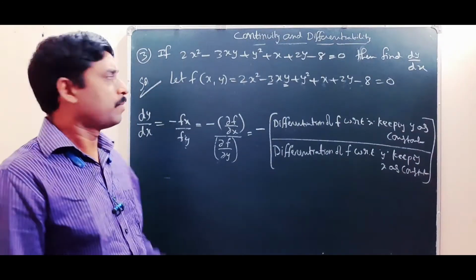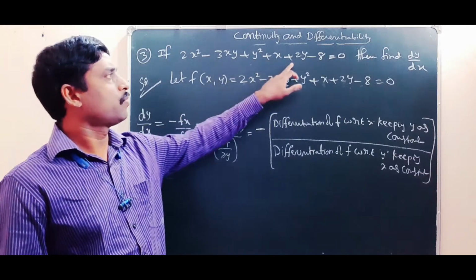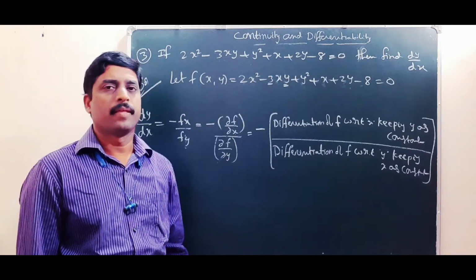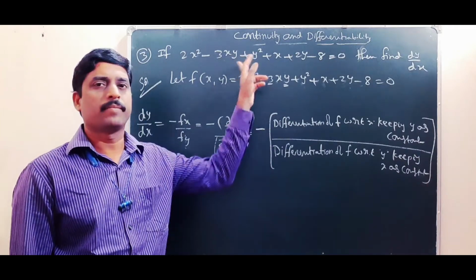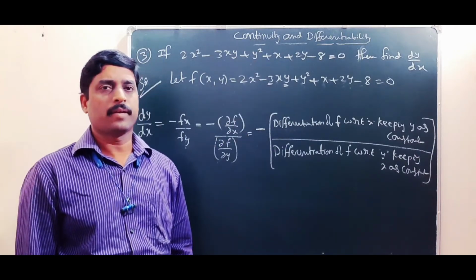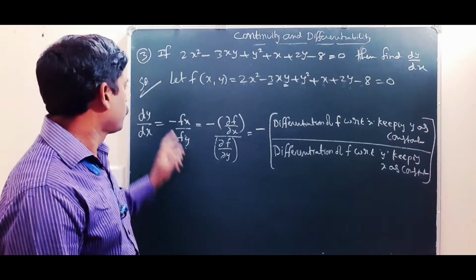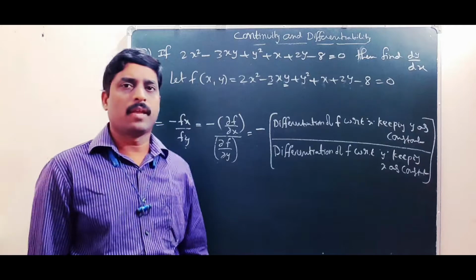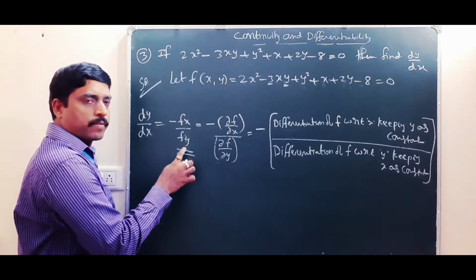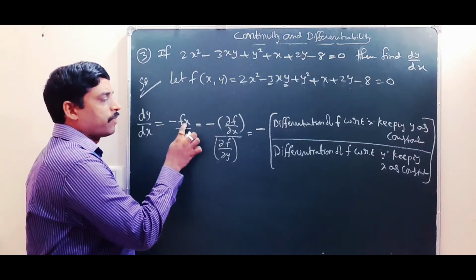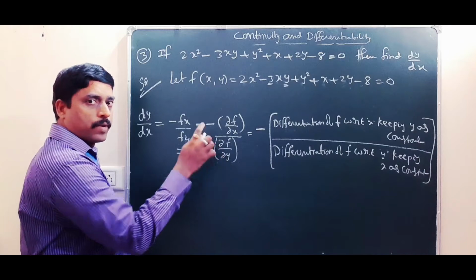Let us go to the next problem. 2x square minus 3xy plus y square plus x plus 2y minus 8 equals 0. Then find out dy by dx. Okay, the given statement is a function in x and y, so let us take f of x, y. So what is our target? dy by dx. The direct formula is minus fx by fy, where fx means dou f by dou x and fy means dou f by dou y.